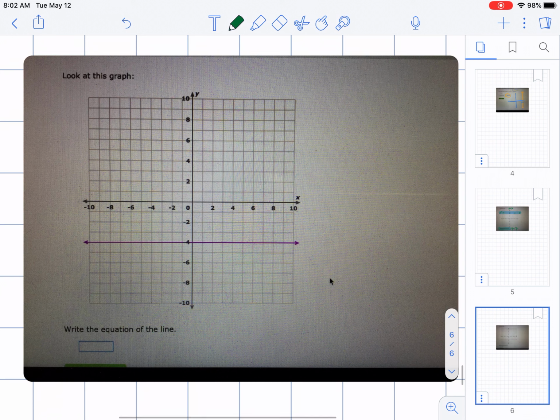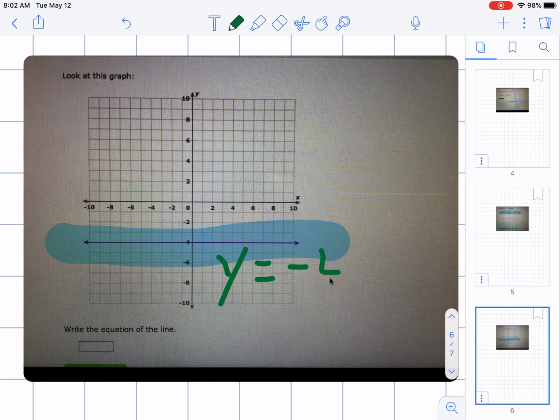Okay, one more question. Take a look at this graph. The line on this graph is here at y equals -4. So that would be your equation, y equals -4. Because y equals -4 here, y equals -4 here, and y equals -4 here, y equals -4 at all points on that line.